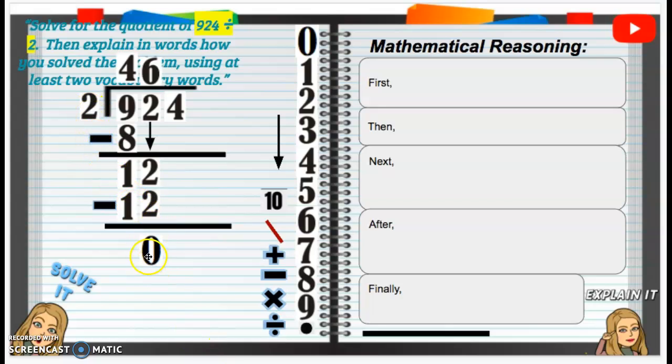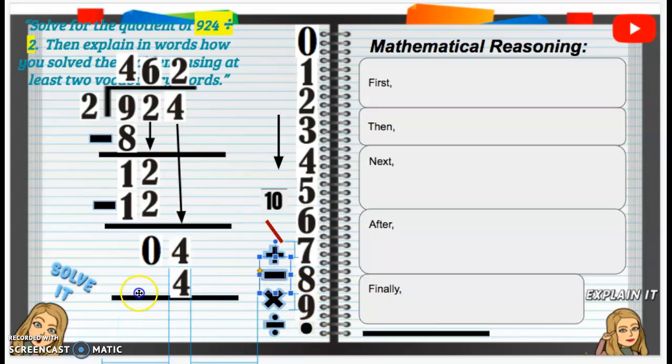So now am I done? No, we need to bring down that 4. That 4 needs to come all the way down. So we're going to bring that 4 down here. And 2 goes into 4 how many times? I know 2 can go into 4 2 times. So I'm going to put my 2 above that 4, and I know that 2 times 2 is 4. So I'm going to put 4 down here, and then I'm going to subtract.